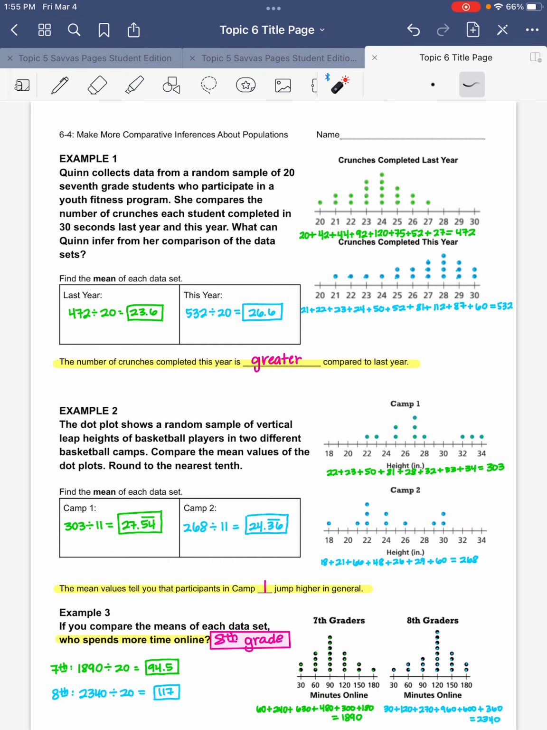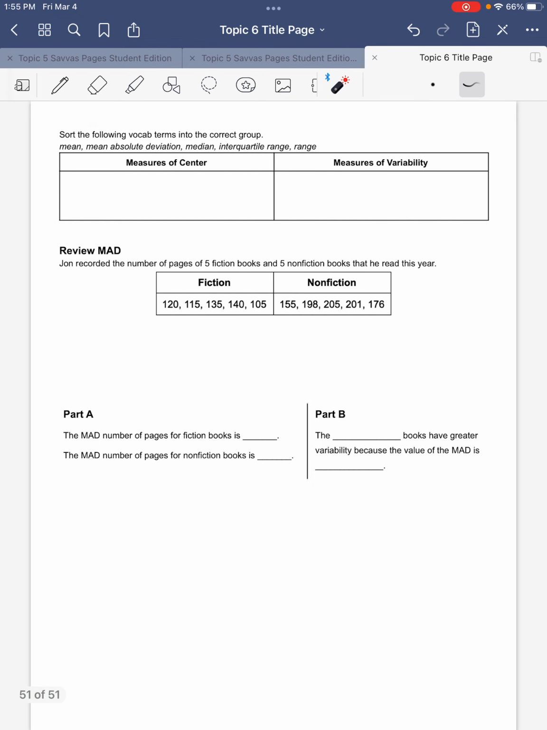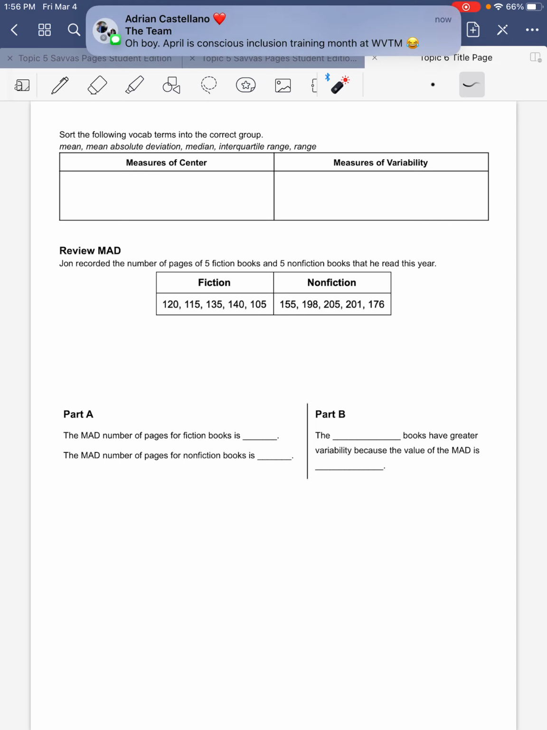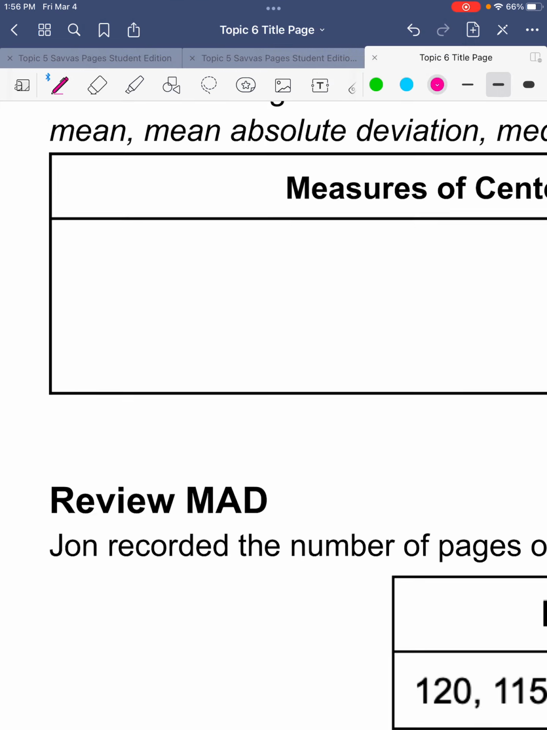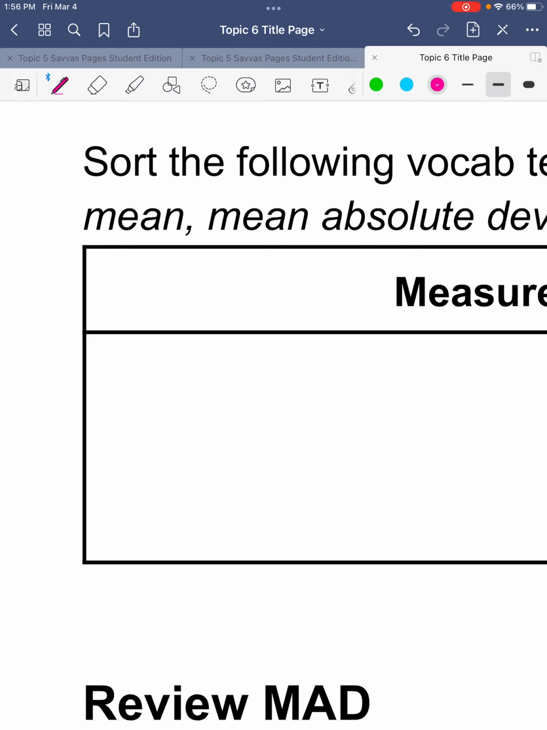Okay, let's move on to the back page. Sort the following vocab terms into the correct group. So they're either going to be a measure of center or a measure of variability. Okay, so let's talk about mean. Mean being our first word. We've done a lot of means today. We've calculated a lot of means. Mean is a measure of center. It's the average.